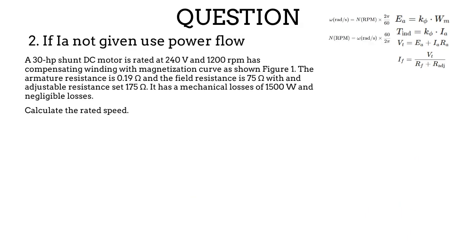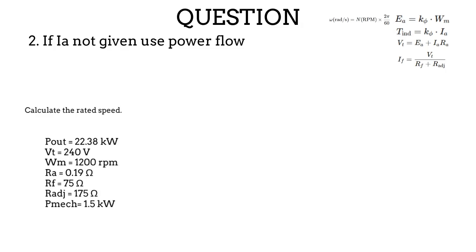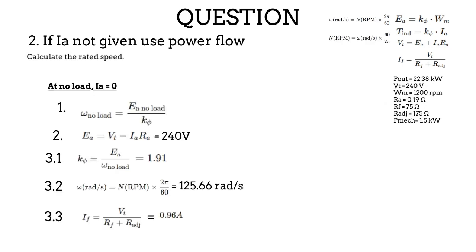Now, here is another question. If IA is not given, we need to use the power flow equations to determine IA. The question will provide power losses, which will be used in the power flow calculation. Here is the given data. The first step is to calculate the no-load condition, just as in the previous step. The calculations remain the same.